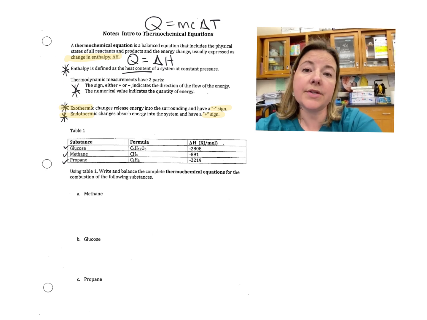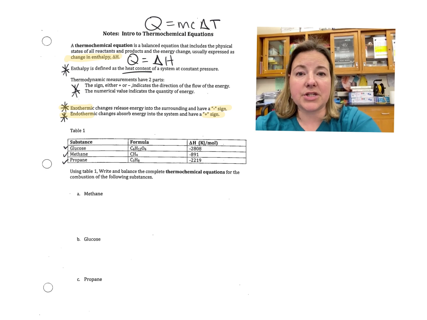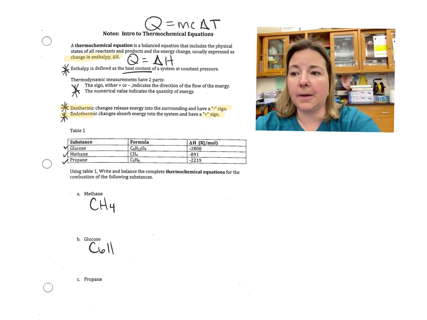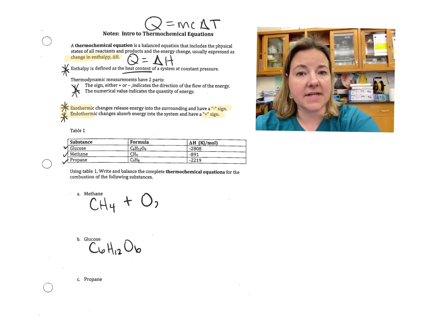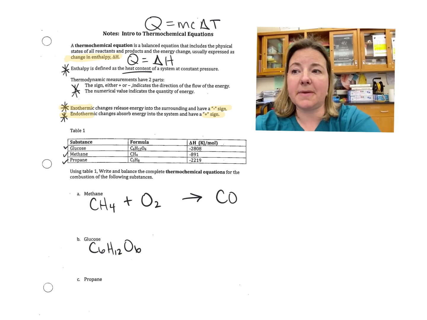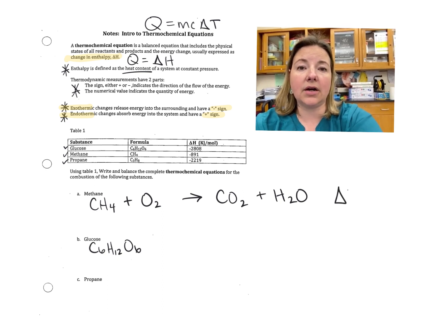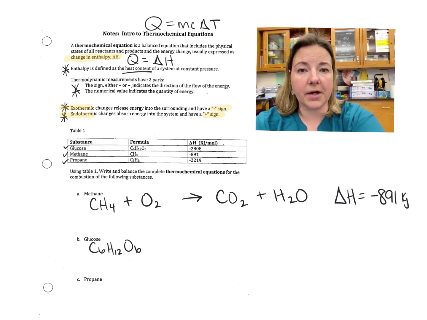So we're going to write the balanced equation for the combustion of methane, the balanced equation for the combustion of glucose, and the balanced equation for the combustion of propane. So remember, combustion is the reactant plus oxygen. So our first one is going to be methane, CH4 plus O2. And then because this is a hydrocarbon and we are reacting with oxygen, combustion reactions with a hydrocarbon always end with carbon dioxide and water. So our products are going to be CO2 plus H2O.